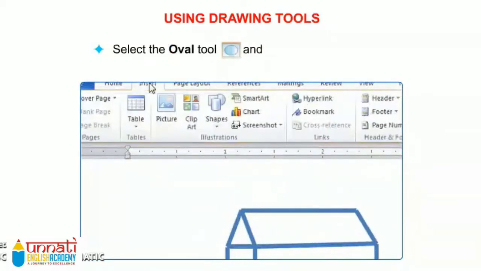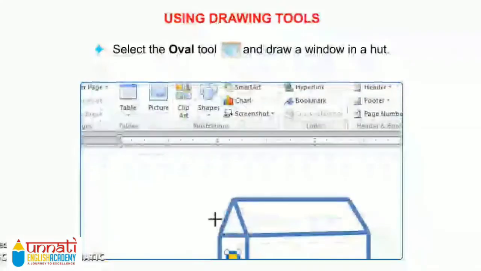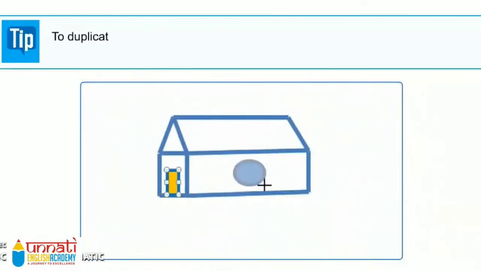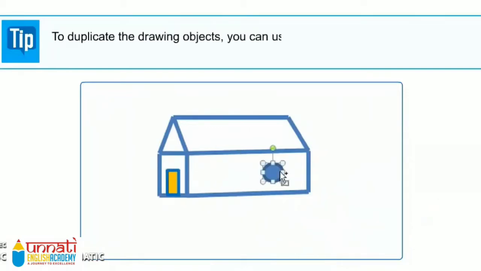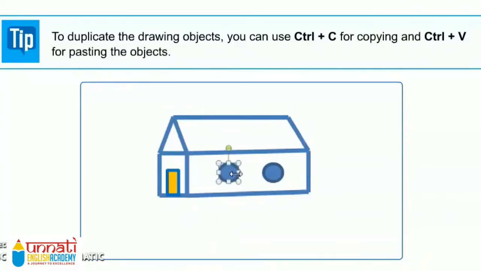Select the Oval tool and draw a window in the hut. To duplicate the drawing objects, as we already know, you can choose the option Copy and Paste. So what is the shortcut key over here? Ctrl+C is for copy and Ctrl+V is for paste.